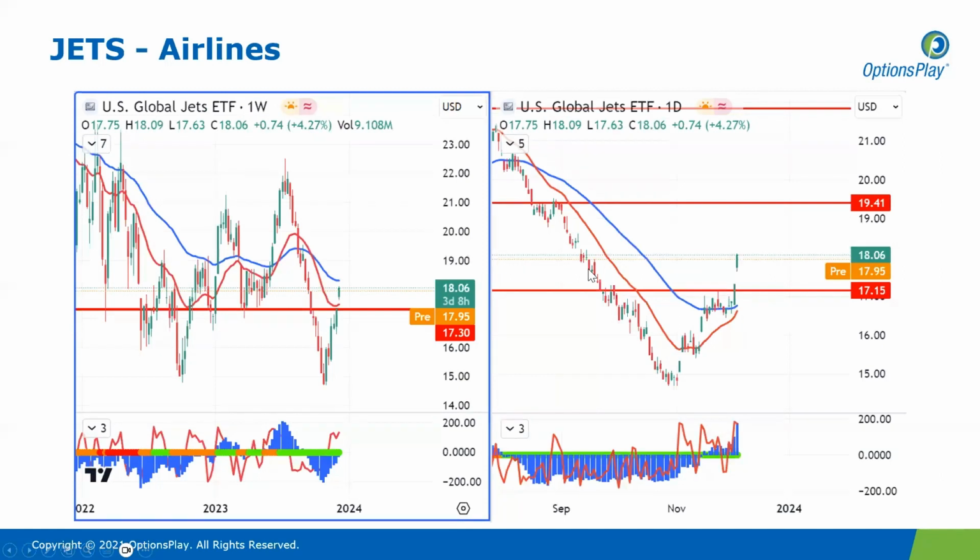Taking a look at the JETS airline ETF. So we've looked at airlines now, even before I went away, for the last month or so. And we have seen that price was severely oversold. This provided a good risk reward bullish entry point, and we saw the price creating a double bottom. That's why we got into this trade.